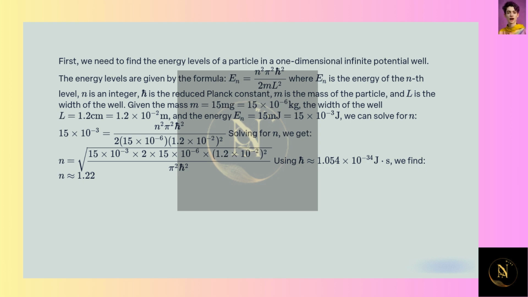Given the mass m equal to 15 g, equal to 15 times 10^-6 kg, the width of the well L equal to 1.2 cm, equal to 1.2 times 10^-2 m, and the energy E_n equal to 15 mJ, equal to 15 times 10^-3 J, we can solve for n.